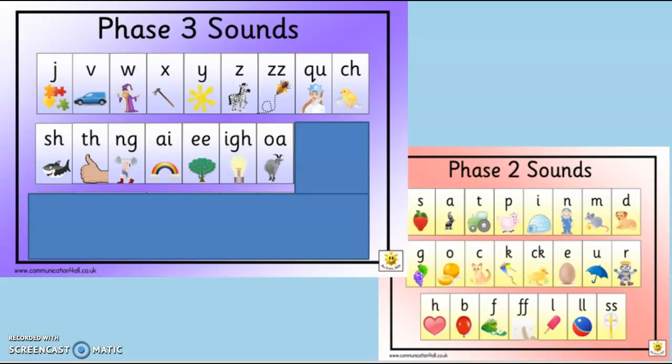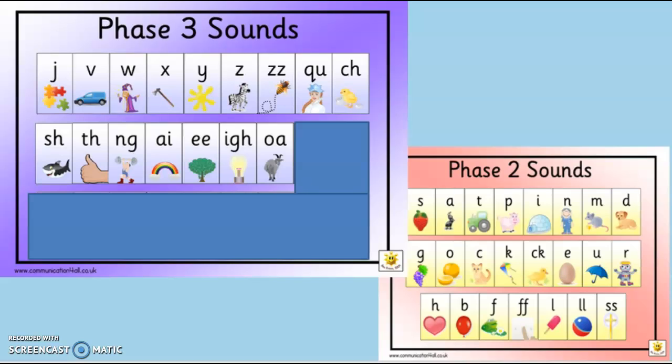We're going to start off by saying some of our Phase 3 sounds. So I'm going to say them first and then I'd like you to pause the video and have a go at saying each of the sounds. J, V, W, X, Y, Z, Z, Qu, Ch, Sh, F, Ng, A, E, I, O. Did you get them right?